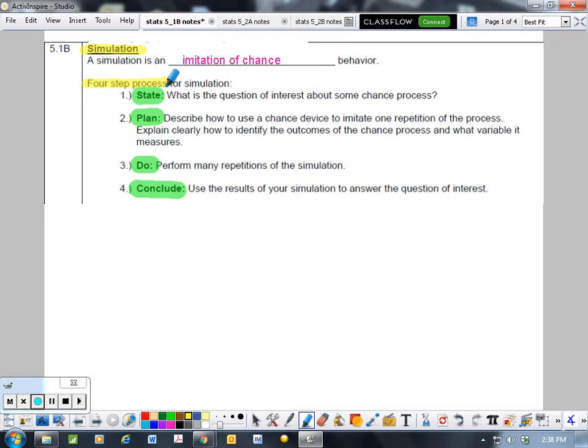So the state for simulation is, what is our question of interest about the chance process? What are we trying to figure out? Because if you don't know what you're trying to figure out, then your whole process of going about the problem can be totally wrong. So being able to state exactly what you're trying to find gives you an idea mentally of where you're going to go, and when it comes down to the conclude part, you can go right there and it helps you write up your conclusion better.